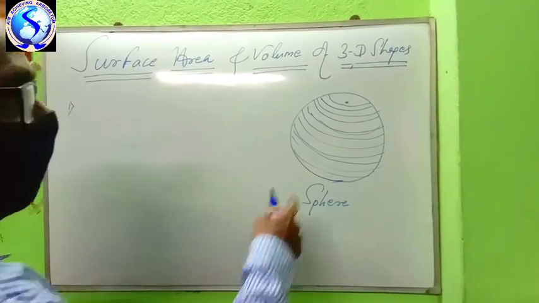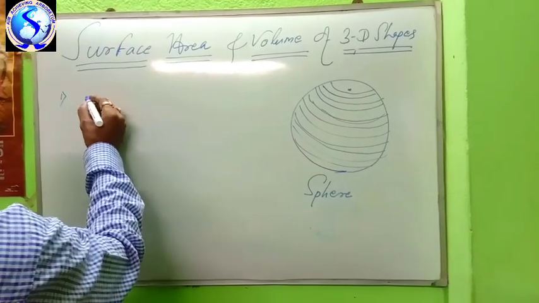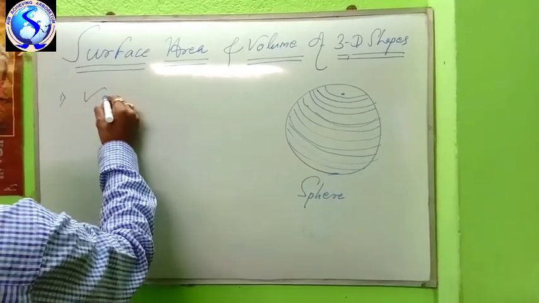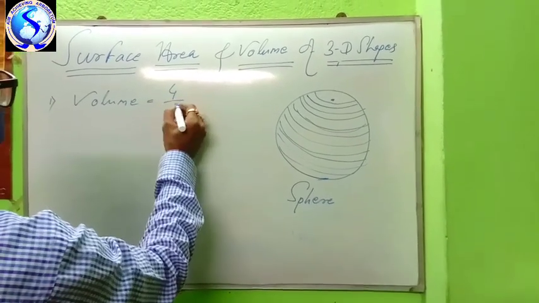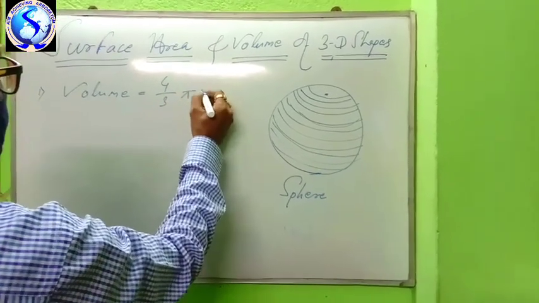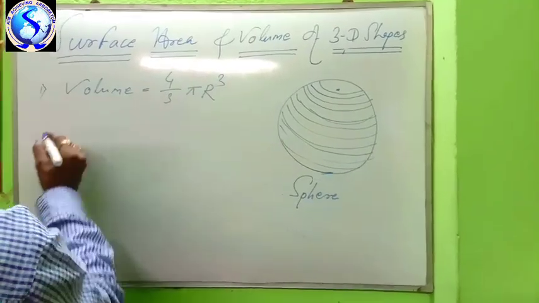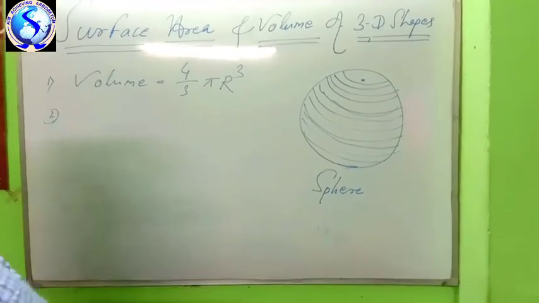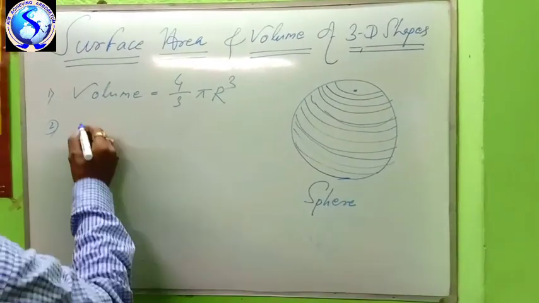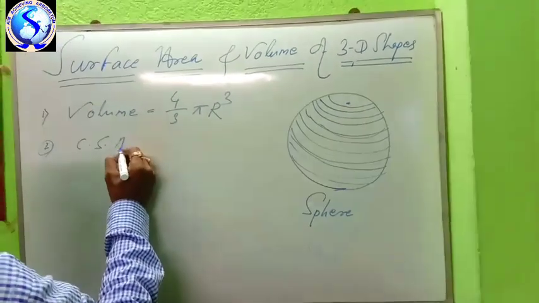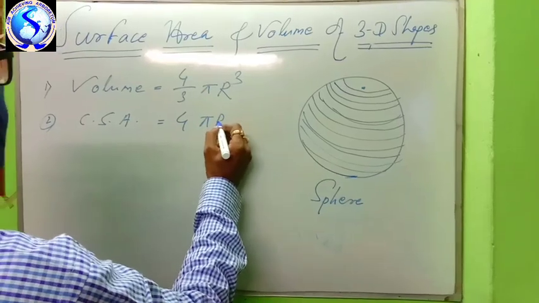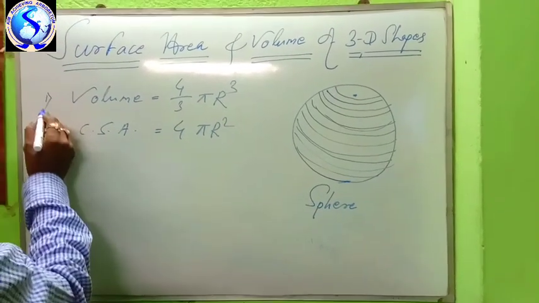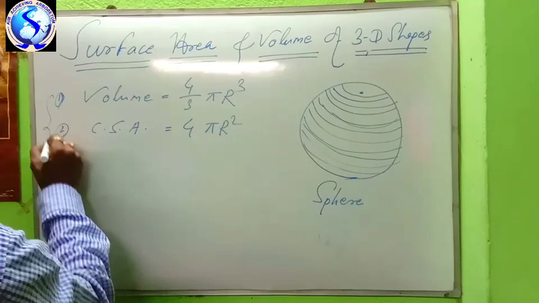Okay, it has one radius. In case of solid sphere, the volume is 4/3 pi r cube. And it has only one surface, that is curved surface area, only one surface, that is 4 pi r square. Okay, these two formulas are required for a solid sphere.